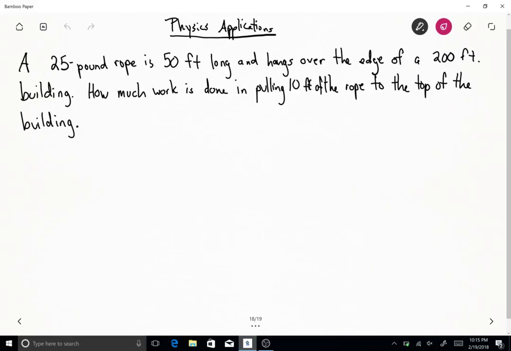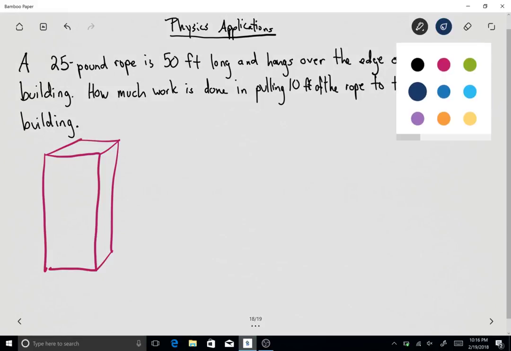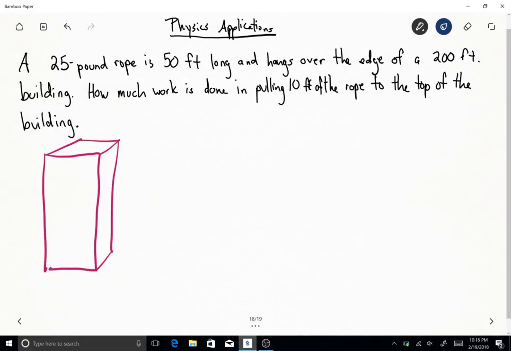Well, let's say we have our building, right? So we have some building sitting here, and that's a beautiful building. We're going to make it a windowless building just to scare people. Now, up at the top of the building, you have a rope. This rope from here to here is 50 feet long, and that rope weighs 25 pounds.